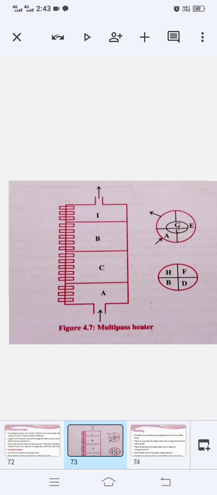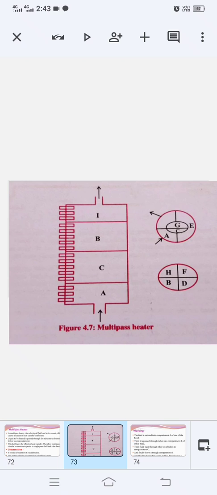Okay, now let us see the construction part of multipass heater. It is the same as that of tubular heater with some modifications. This tubular multipass heater consists of a bundle of parallel tubes, and the ends of these tubes are expanded into two tube sheets. The tube bundle is wrapped inside a cylindrical casing. Again, two distribution chambers are provided at each end of the casing, the same as that of single pass tubular heater.